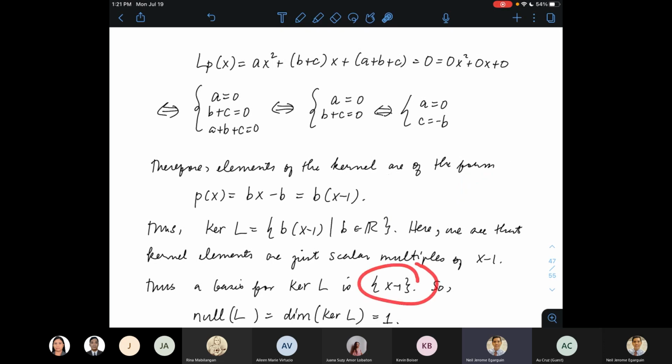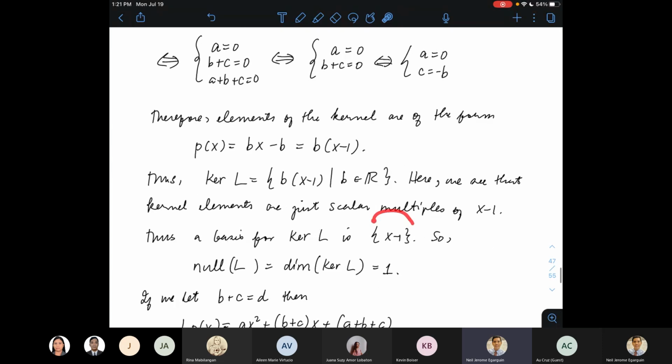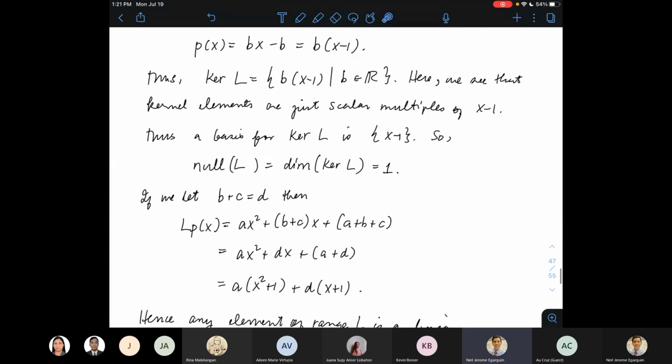Or actually, I wrote that here. Okay, so dahil yung basis ng kernel ay isa lamang yung laman, we can say that the nullity of L is equal to 1. All right. Okay. Now let's compute for the rank.